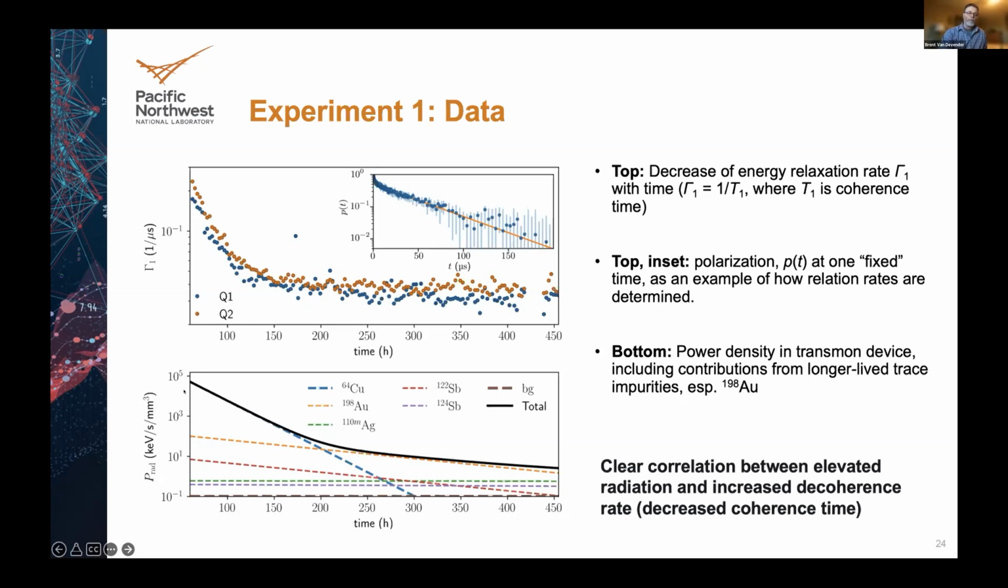On the bottom, we're plotting the simulated power deposited into the chip as a function of time as the copper dies away. And then at longer times, there are some impurities. We also made some gold 198, which took many more days to die away. Clearly, you see the qubit performed very poorly in the early hours, and came back to normal over the course of about a week, in perfect correlation with the simulated power. These two plots don't have quite the same shape because, remember, there's a square root relation between the power in the bottom and the decoherence in the top.